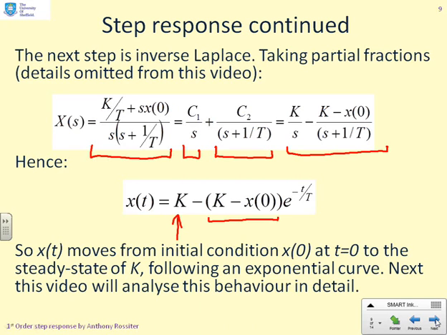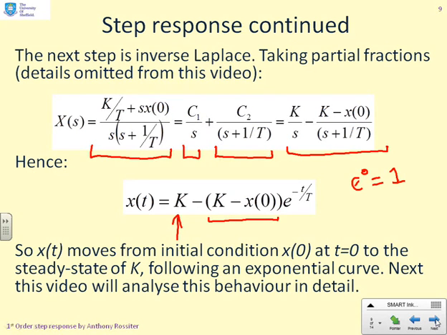Now, some obvious observations. X of t begins with the correct initial condition, so if I substitute t equals 0 into this equation, then clearly if I put this e to the 0 equals 1. So therefore, what you will get, x of 0 equals k minus k plus x of 0. In other words, x of t equals x of 0 at t equals 0. Exactly what you expected. So the solution starts from the correct initial condition.